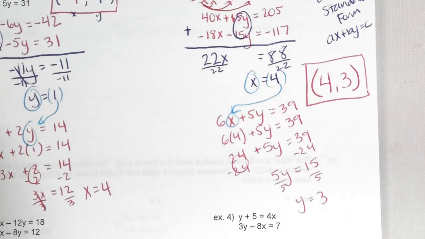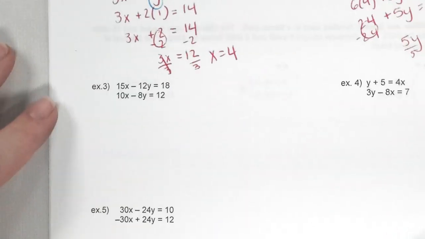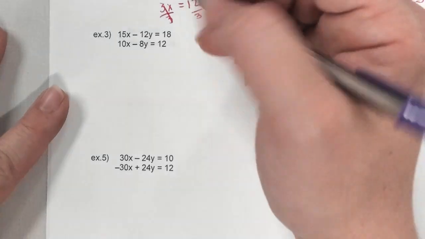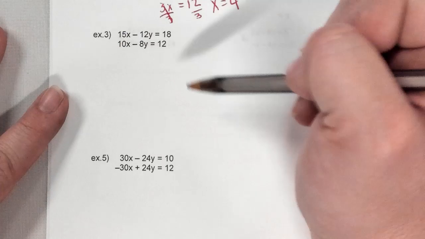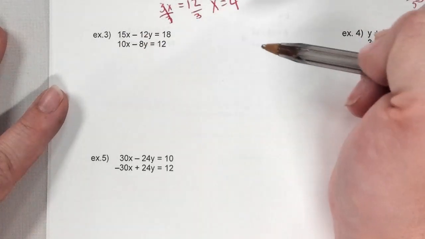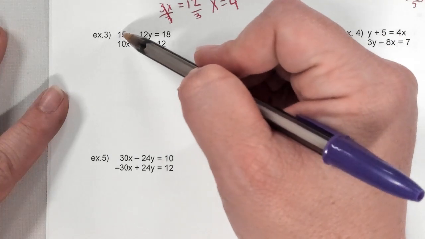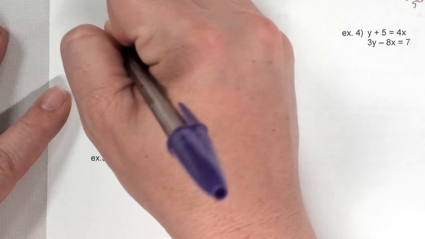Okay, let's look at example 3. Doesn't matter what we cancel. We have 15 and 10. 10 doesn't go into 15. Like 10 can't multiply to give you 15. 8 can't multiply to give you 12. So we're going to have to multiply both equations again. I know that 15 times 2 is what? 30. Can 10 turn into 30? Yeah. So let's focus there.